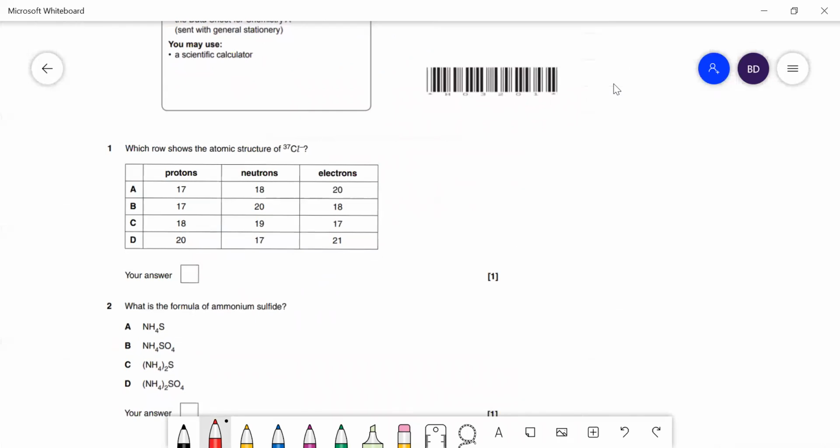Okay, question 1, which shows the atomic structure of 37 chlorine? Well, we need to look in our periodic table and see that chlorine is atomic number 17. So it's going to have 17 protons, so it's either going to be A or B. Well, how many neutrons has it got? Well, it's 37 minus 17, which is 20. And there's a minus there. That's why it's got an extra electron. That's why it's 18 electrons, Cl minus. Okay, so that is the right answer.